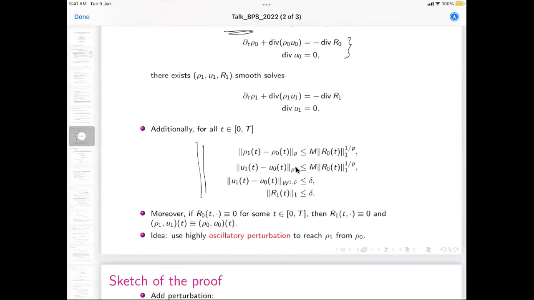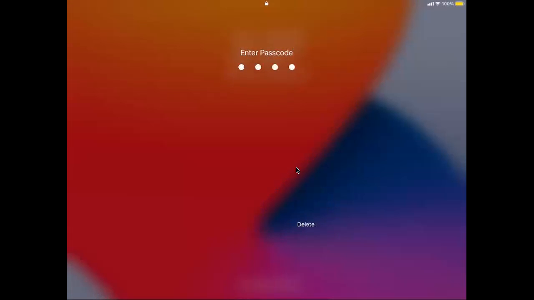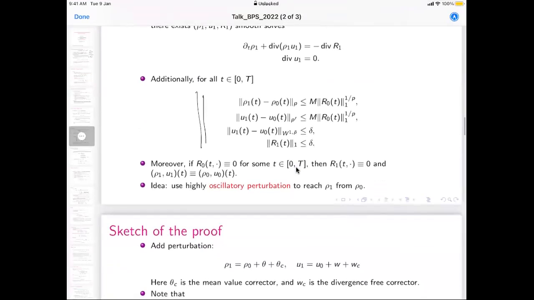And also, if R0 is 0 at some point T, then R1 is also 0, and essentially you stop the process. So rho 1 will be 0. Now I have given it for only two steps, that you start with rho 0 and you get rho 1, but you can imagine you can do it for n steps. Right? That's the way it goes.